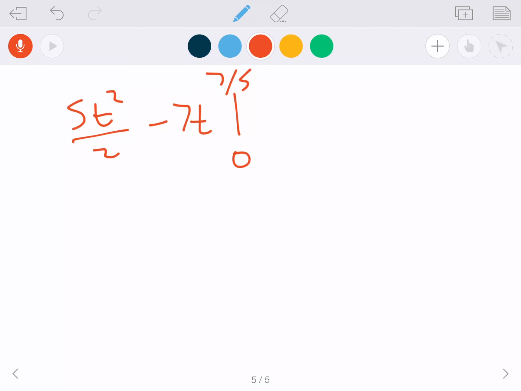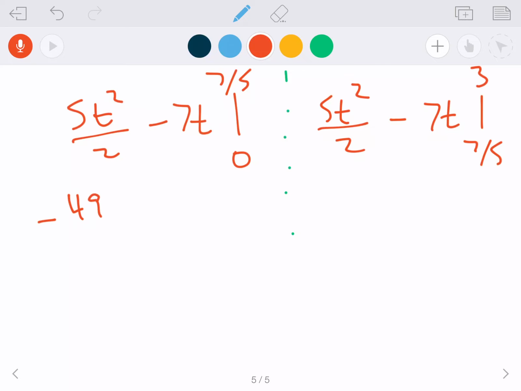Okay, so if I do this here, for that first integral, I've got 5t squared over 2 minus 7t, and I evaluate that from 0 to 7/5. And then for the second integral, I've got the same thing, 5t squared over 2 minus 7t, evaluated from 7/5 to 3. So again, I'm going to take those two absolute values and add them together. I already did this arithmetic. If you plug 7/5 in, you get negative 49 over 10. If you plug 0 in, you get 0. So that gives me negative 49 over 10. But I'm going to take the absolute value of that, so it's going to be positive.